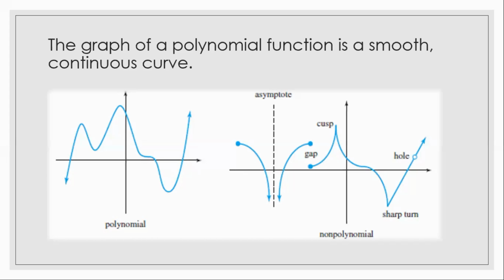Graphs of polynomials have a couple really nice things to them. They're smooth and they're continuous. So we won't see any asymptotes, gaps, cusps, holes, sharp turns, nothing like that. It's going to be a smooth, continuous curve.